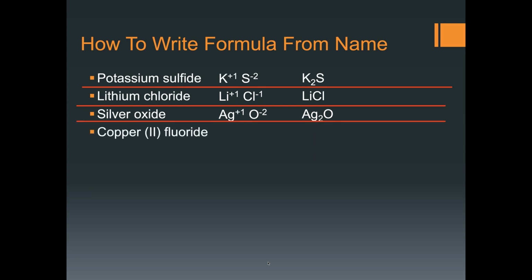For copper 2 fluoride, the reason we're going to use a Roman numeral 2 is because copper has two possible charges, +1 and +2. This is telling us that we need to use the +2 variety of copper. Now, a common mistake people make is to say, the Roman numeral tells me which of the charges to use, like 1 means it's the first one that's listed and 2 means it's the second one that's listed. No, that's a lie.